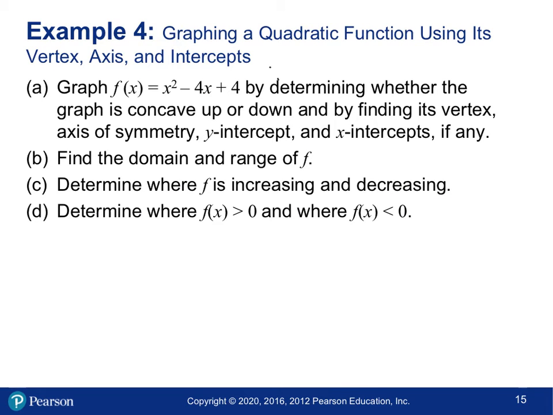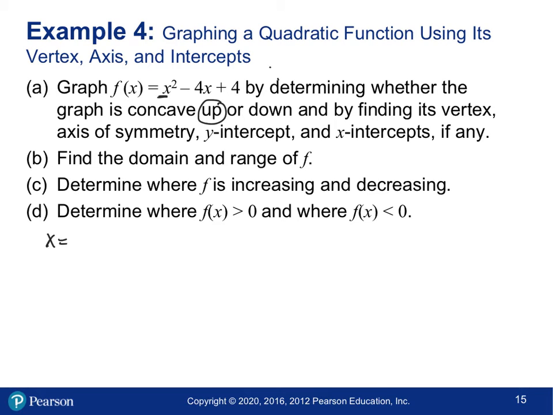All right, so example 4 asks us to do the same thing, but I find it's a little bit easier because it's easier to find the x-intercept, or the 0. So let's see, is it concave up or concave down? It's obviously concave up because a is positive.